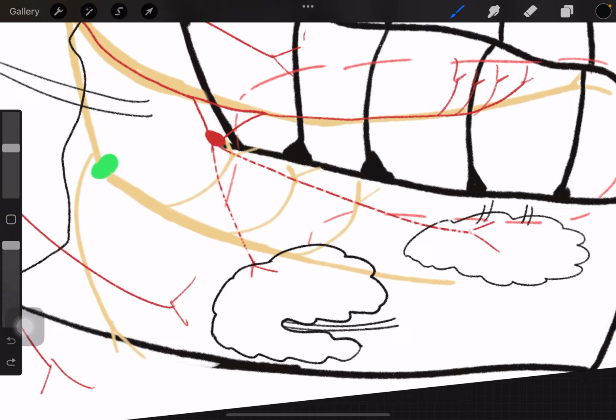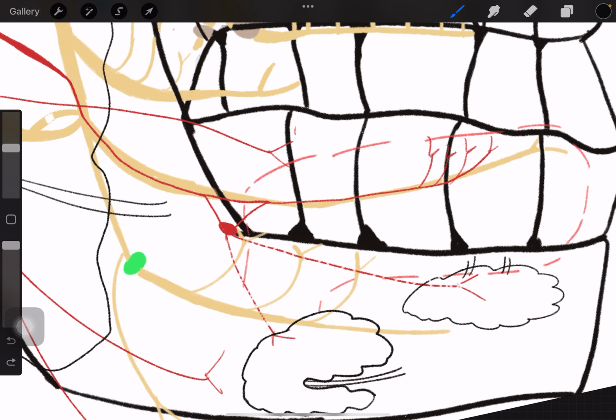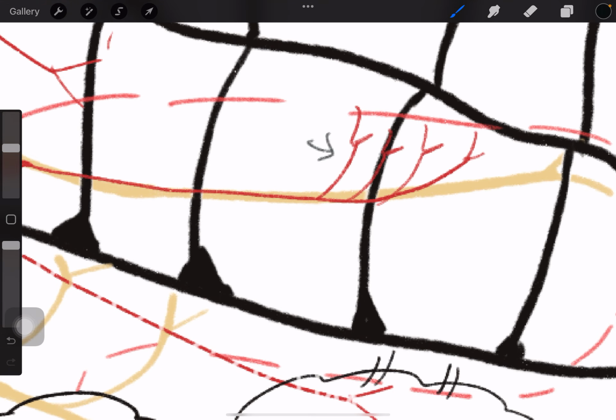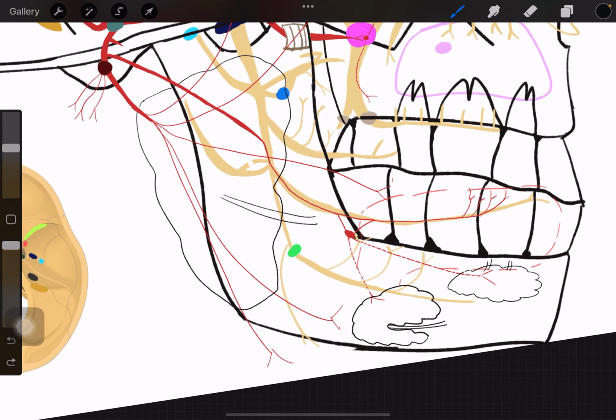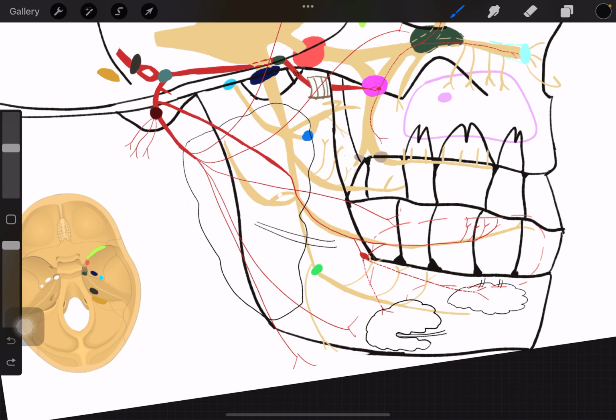Very simple. At the same time, chorda tympani will also give the taste sensation to the anterior 2/3 of the tongue. So you see these red fibers here? Yeah, these are the taste ones. So chorda tympani is for both gland secretion as well as taste.